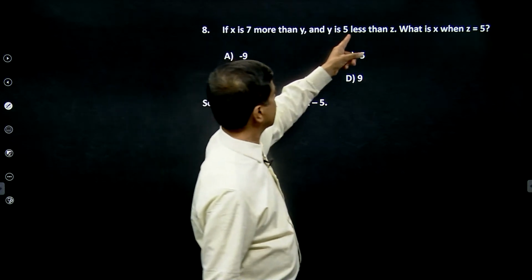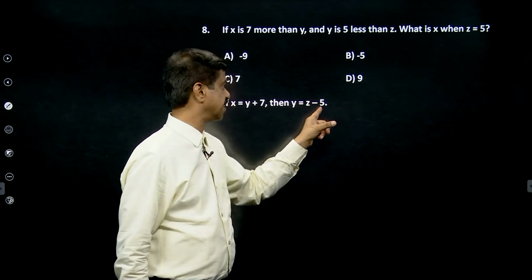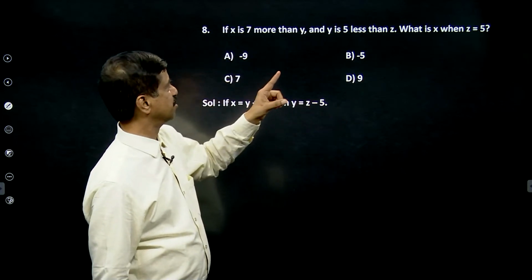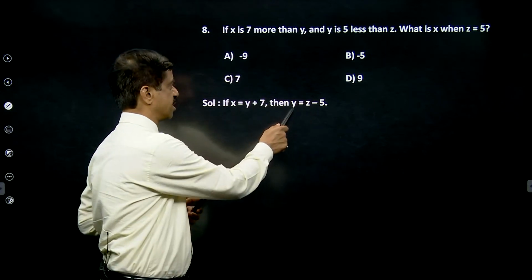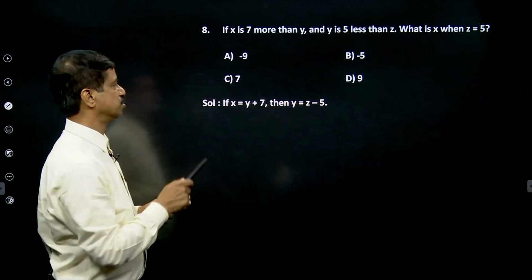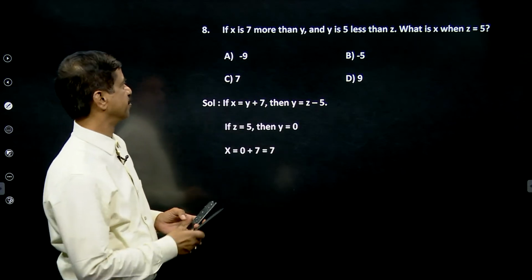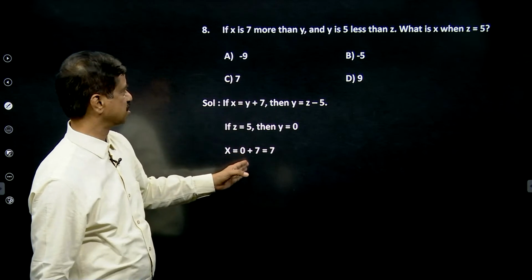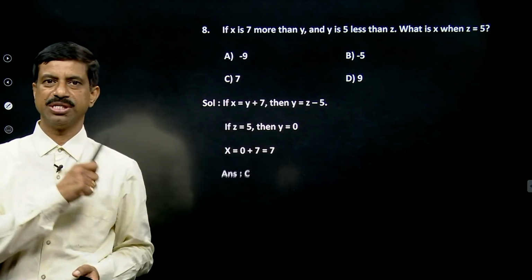Then what did he say? Y is 5 less than z, which means z minus 5. Now he is asking you to find the value of x when z is 5. So, when z is 5, what is y? 0. So, x equals 0 plus 7, that is 7. Therefore, x will be equal to 7 when z is equal to 5. Right, children? Please note it fast.